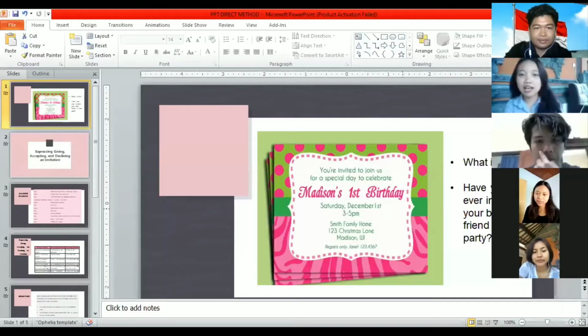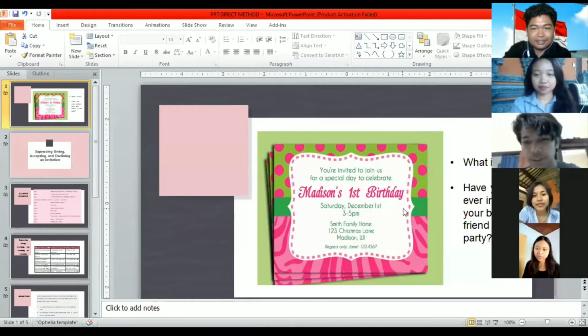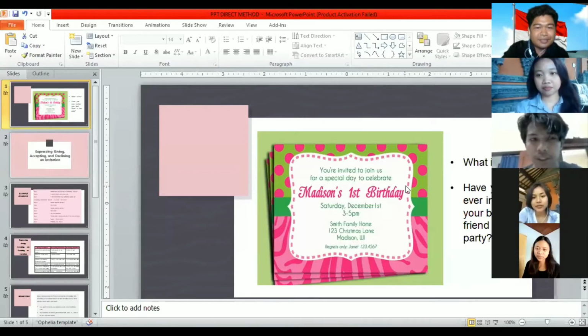Can you see the slide? Yes, Miss. Okay, and now can you guess what this is? This is an invitation card. Yes, this is an invitation card. Have you ever invited your friends to your party?